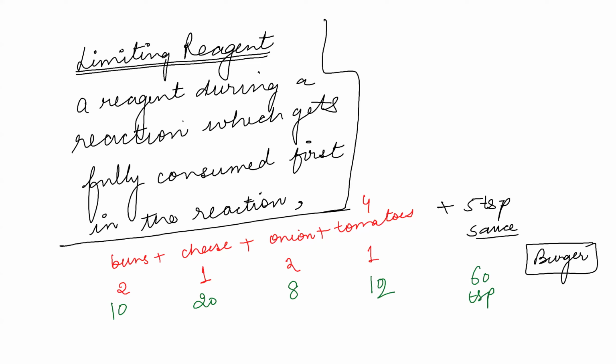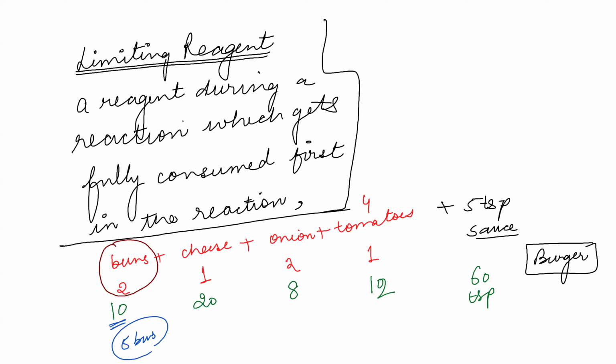Now, this is the amount of ingredients that I have. My question is: how many burgers can you effectively make? If you have two buns required per burger and you have only 10 buns, then by this ratio I can make only 5 burgers if I count only the buns. Are we understanding?